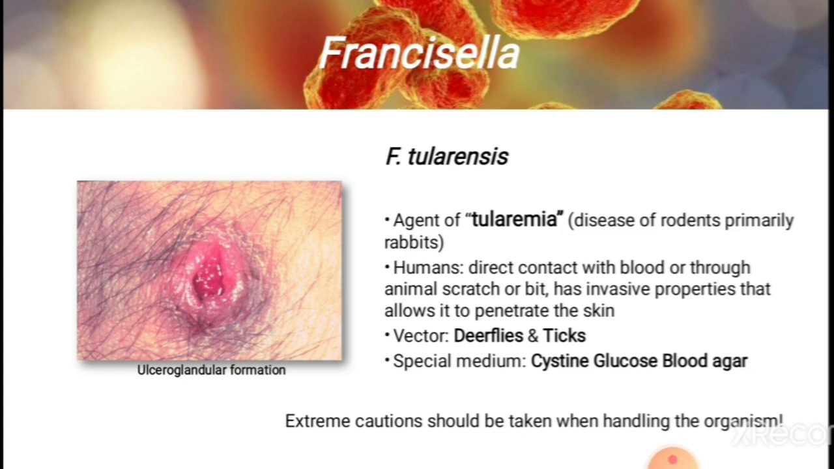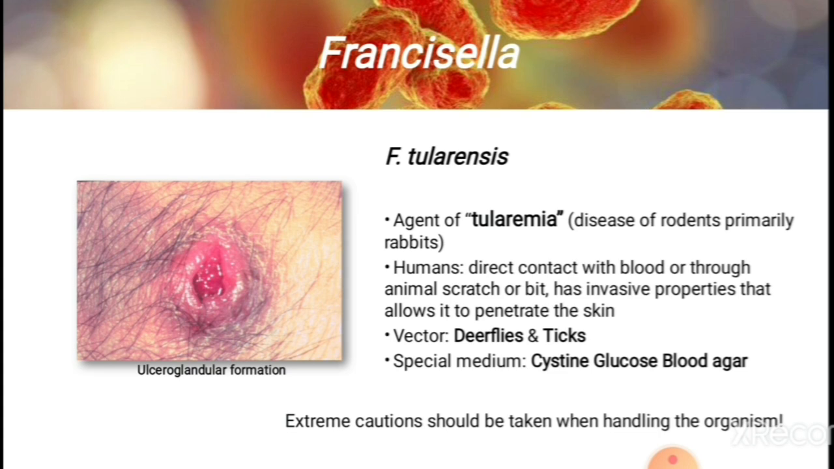Francisella tularensis has subspecies such as Francisella tularensis subspecies tularensis, subspecies holarctica, and subspecies mediasiatica. Francisella tularensis are non-spore forming and non-motile. And of course, they are encapsulated and biochemically inactive.